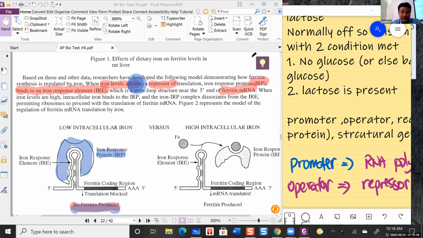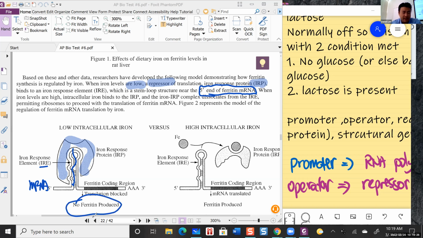So one more time, when iron levels are low, you don't want ferritin because there's a repressor now. So how does it work? A repressor called IRP, which is highlighted in blue. What do they bind? They bind to this IRE, whatever that is, but ultimately it is the ferritin mRNA. This is part of the ferritin mRNA. So when this repressor IRP is attached, no ferritin is produced.